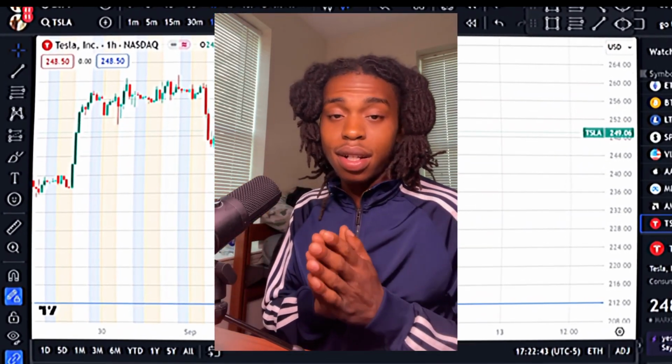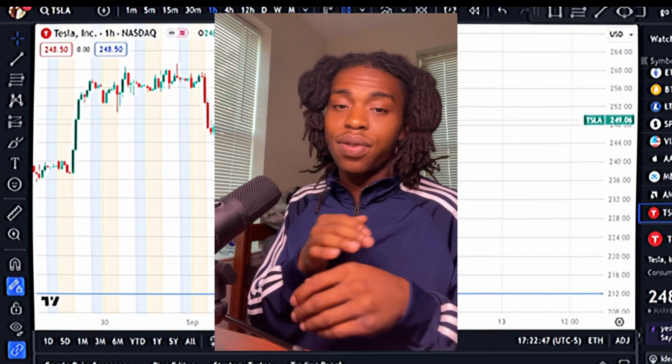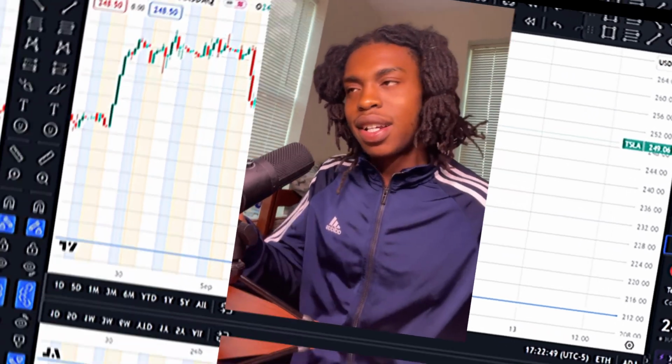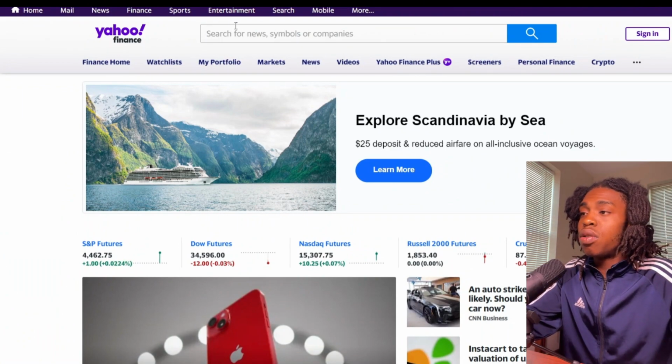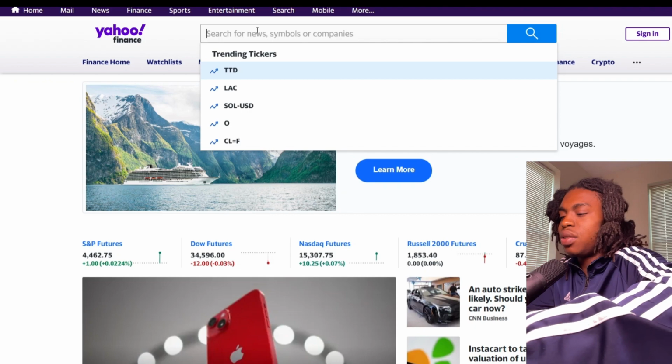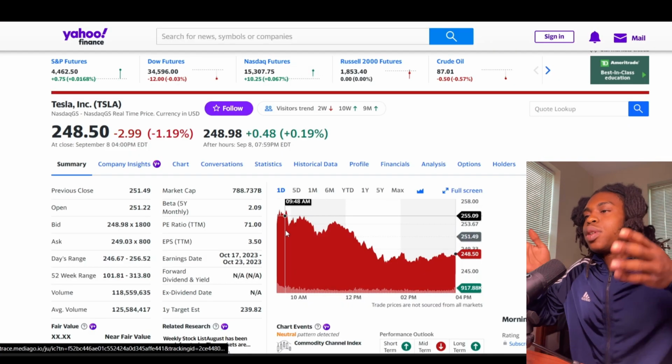Alright, now that I told y'all about TradingView, what you need to know now is how to look at your company financials. And the best website that's free that I use is Yahoo Finance. So we will just talk about Tesla. The first thing you want to do when you go on Yahoo Finance is go to the search box and type in Tesla. When you type in Tesla, you're going to get to this screen right here.